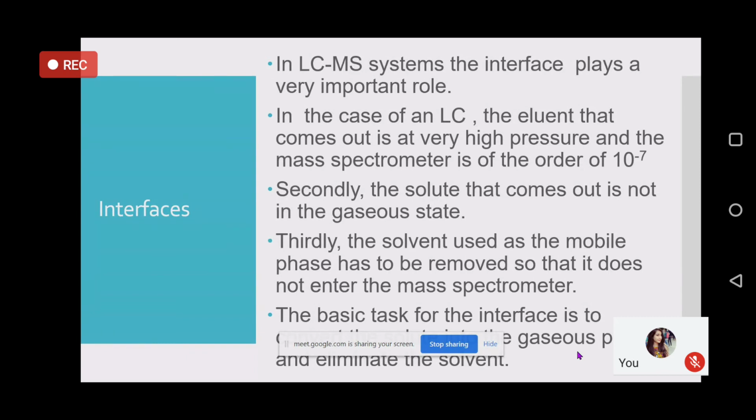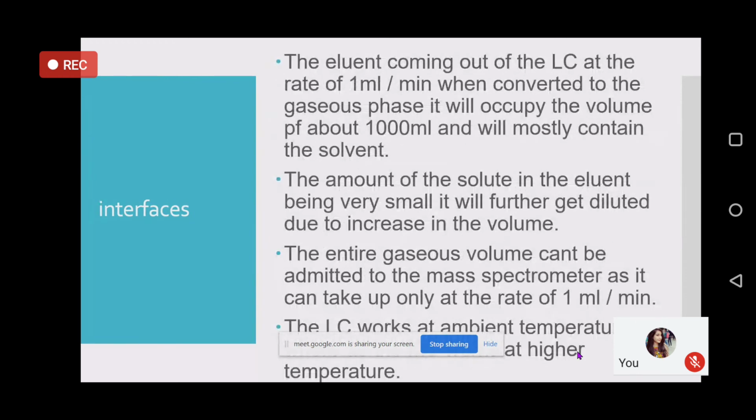Thirdly, the solvent used as the mobile phase has to be removed so that it does not enter the mass spectrometer. The solute that comes out is not in the gaseous state, which we already discussed. The basic task for the interface is to remove the solvent and convert the solute to the gaseous phase. Correct? The second important point is about the volumes.